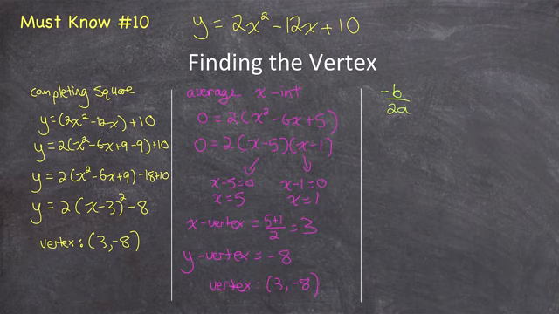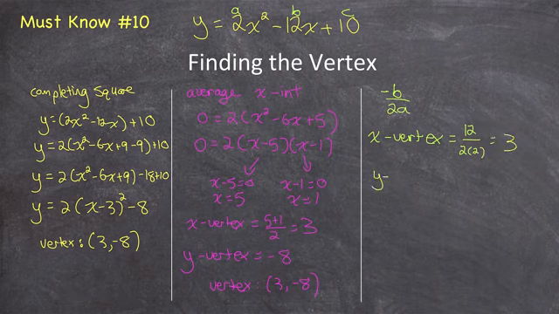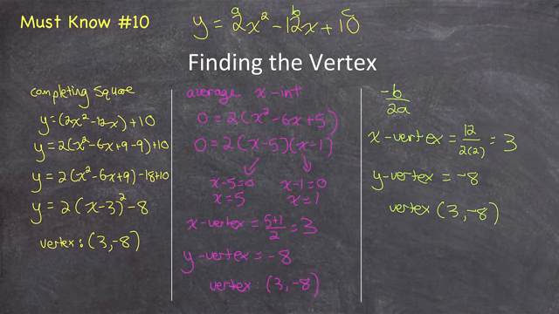Or a shortcut to all of this, you can just use the a and the b value of the standard form quadratic to find the x-coordinate of the vertex. All you have to do is this formula here, negative b over 2a. So negative 12, which is 12, over 2 times the a value, so over 2 times 2. So I have 12 over 4, which is 3. And then once you have the x-coordinate, you can just calculate the y by subbing the x into your equation, and you would get negative 8. So there you go, 3 different ways of finding the same vertex of that parabola.